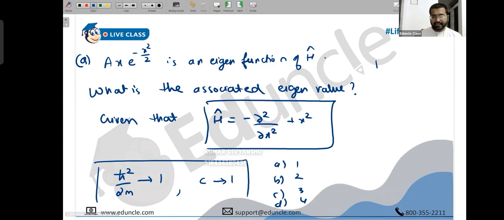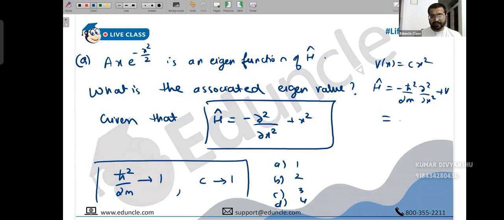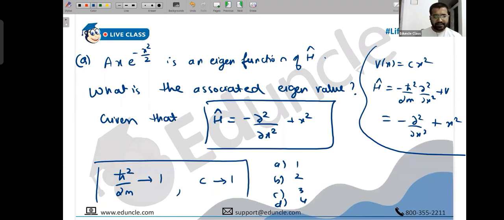So originally, like I said, V of x is given to us, which is c x squared, and we know H cap is minus h bar squared upon 2m into d squared upon dx squared plus V. They have said that this tends to 1, so I am just left with this plus V, which is nothing but x squared, because c also tends to 1. C means a constant, no? It's a random constant, and V of x is given to us as c x squared.